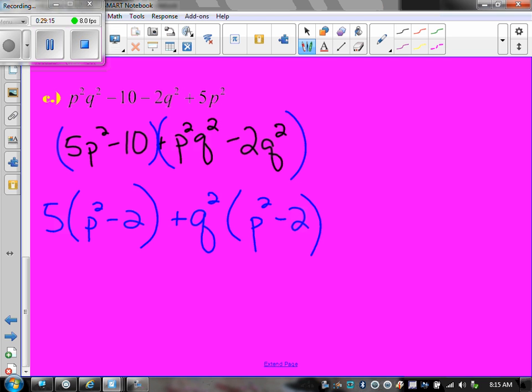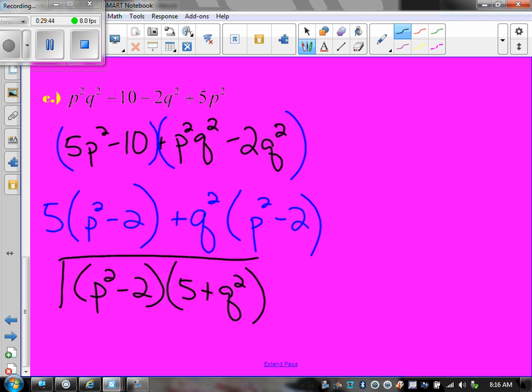Do they match? Since they match, what can we do? No! Factor. Oh, I thought you were saying FOIL that. Scared me. Let's take them out. I got a p squared minus 2 that I took out from each one. What's left over? 5 plus q squared. 5 plus q squared. Okay, is it cute? That was pretty cute.